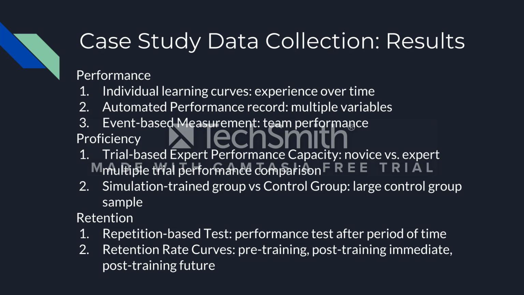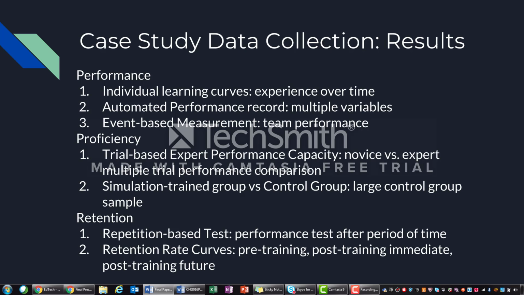Under proficiency, we have trial-based expert performance capacity, in which the proficiency measurement for a student is verified against expert performance capacity, which is a mean of multiple trial performance levels of individuals who are very experienced in performing that certain procedure on the medical device. Simulation trained group versus control group takes into consideration a large control group sample in which the control group represents the proficiency level that participants in the simulation trained group are trying to obtain. Proficiency level is determined by experts' procedure performance outcome on standardized procedures.